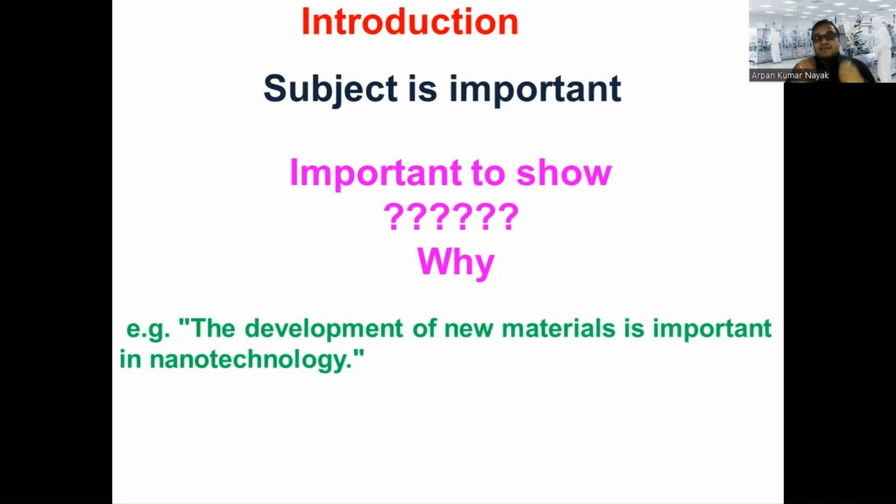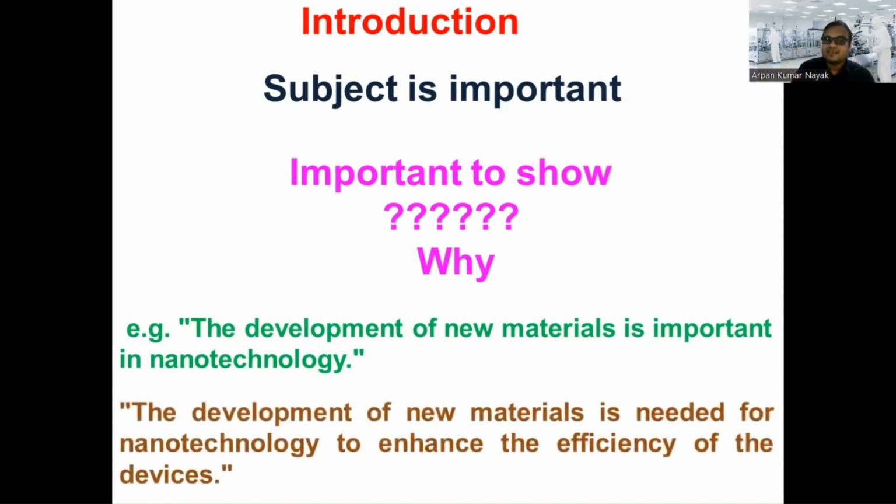But we will not write like that. We should write the importance of this development of new materials. Why is this important? Where can we use this? That we have to mention. So how can we write this sentence? Like: the development of a new material is needed or is essential. Where? For nanotechnology, to enhance the efficiency of the device.